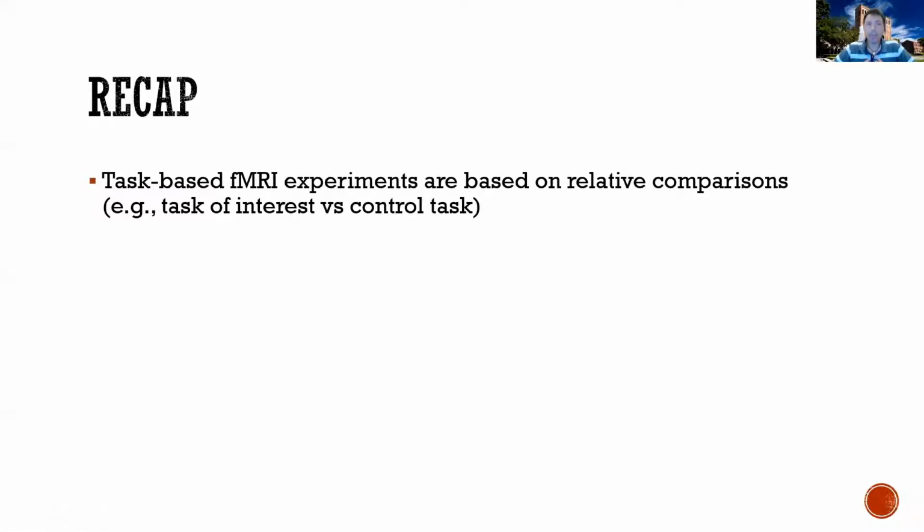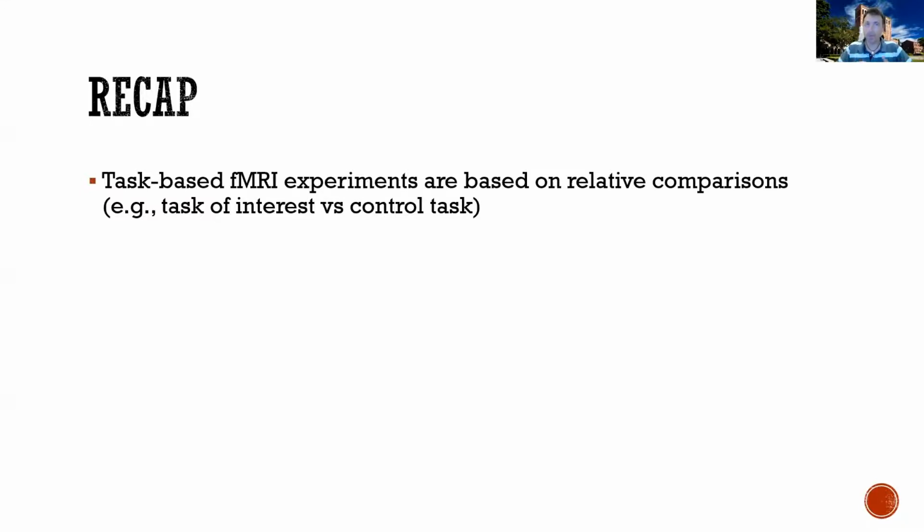So today we discussed the fact that task-based fMRI experiments are typically centered on the idea of relative comparisons. You're almost always looking at the activations for a certain task of interest compared to some other baseline or comparison or control task. And the reason is that BOLD data is not easily interpreted in quantitative ways.